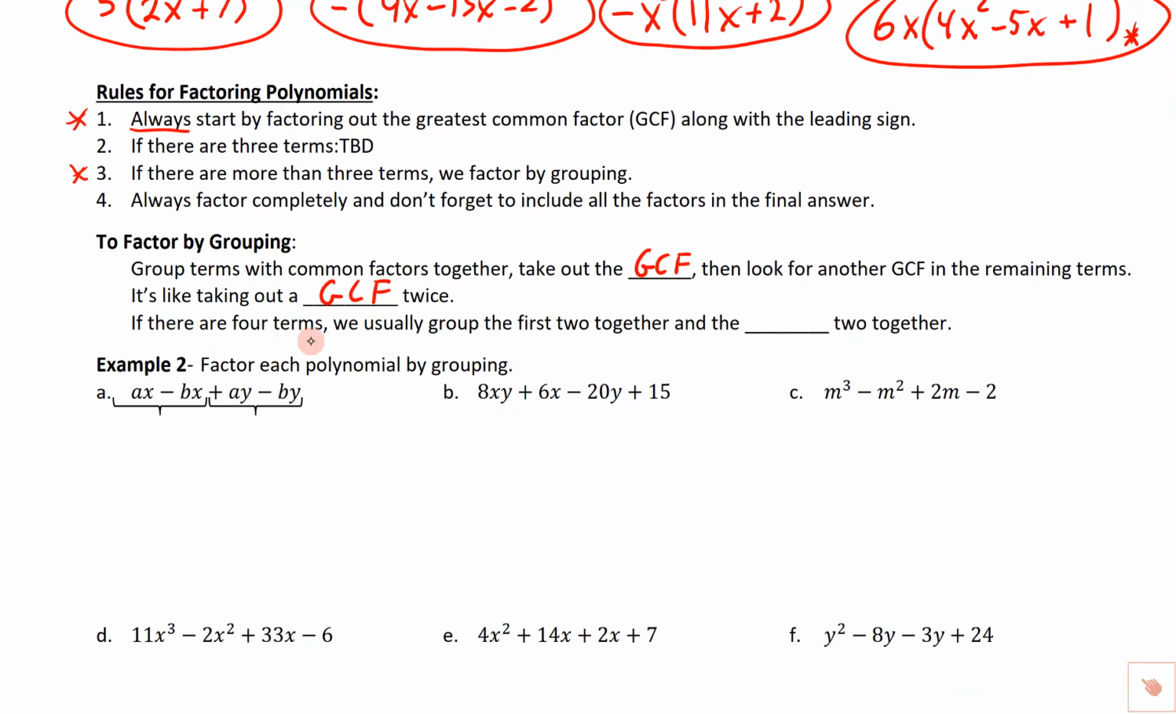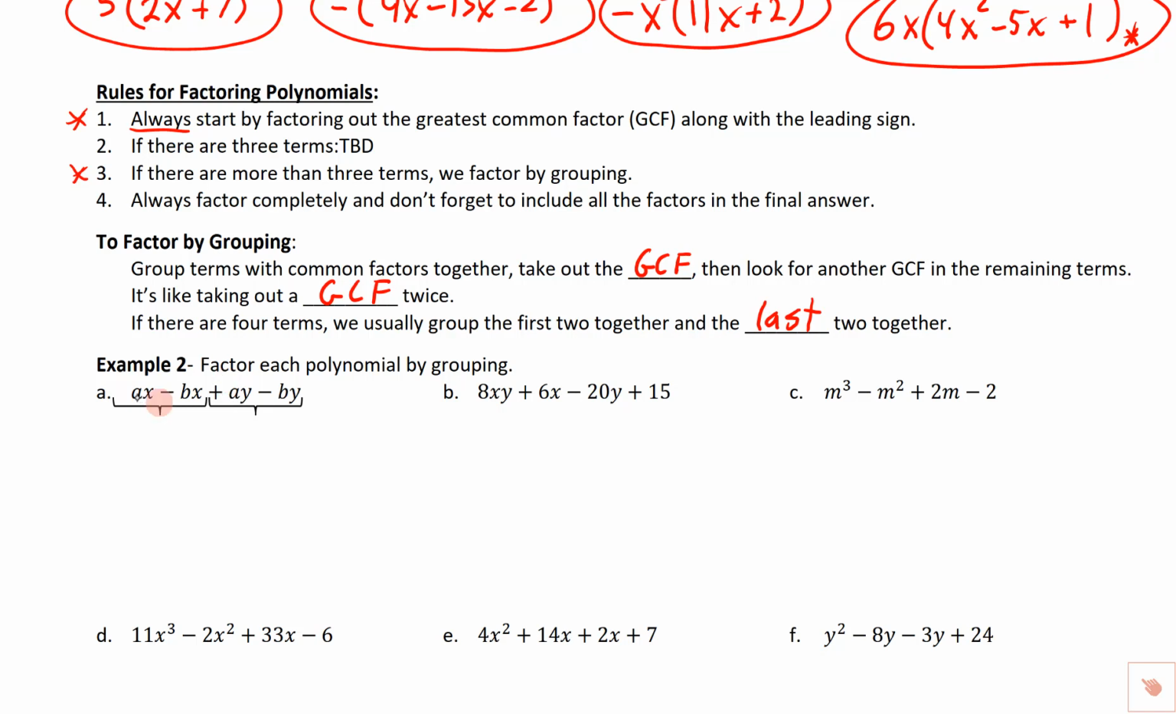Now, if there are 4 terms, we usually group the first 2 together and the last 2 together. Now, we're not going to do anything really fancy with these. It's always going to be these first 2 are going to get grouped together, and then these last 2 are grouped together. Now, I want to point out that I've got a very long bracket underneath this one. It includes whatever sign or whatever coefficient is in front of this. So let me show you how this works on this. So we're basically going to ignore this one right here.